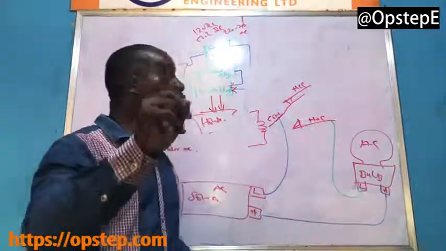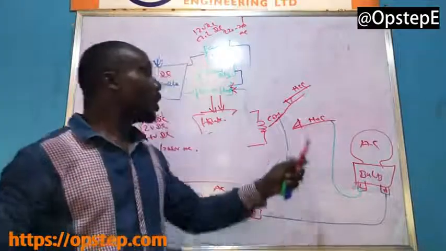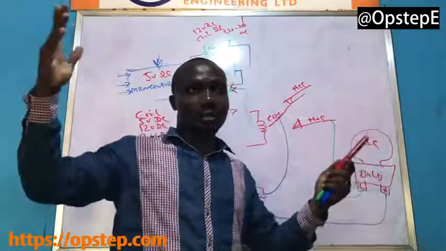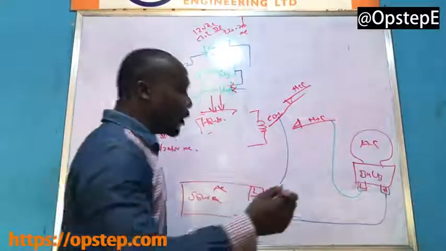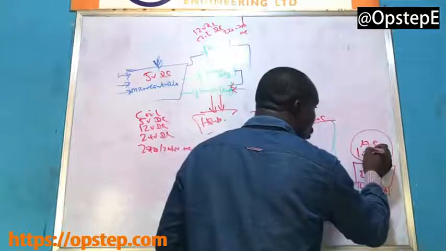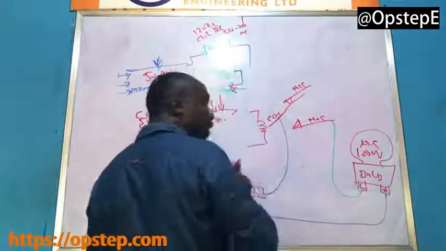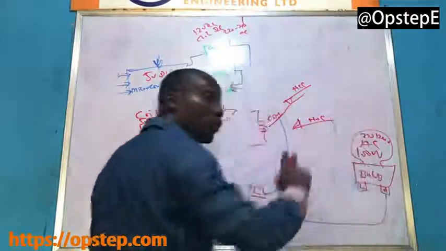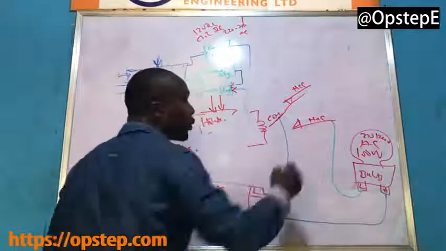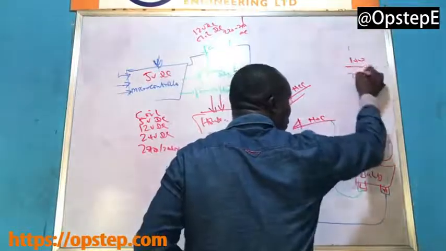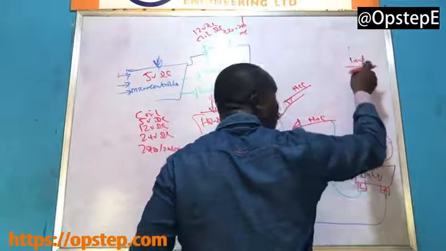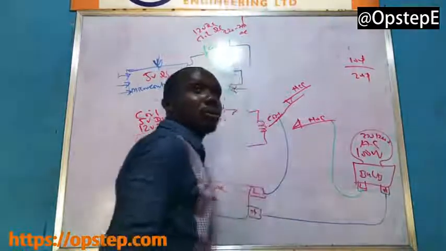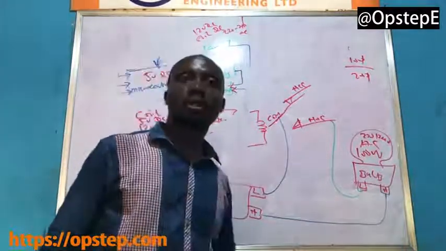Now please look up. This is where the current rating is important. If you pick up a bulb in your house, say the bulb is 100 watts, and the voltage it operates on is between 220 to 240 volts, what will the current be? Power divided by voltage. So you are going to say 100 divided by 240, so we are looking at 10 divided by 24, which will give us what? 10 divided by 24 is what?